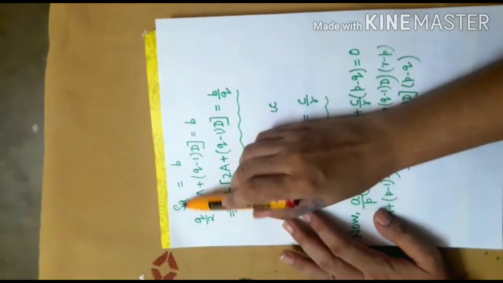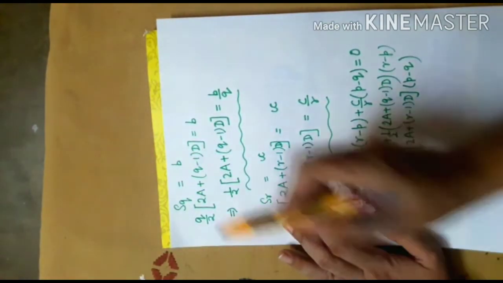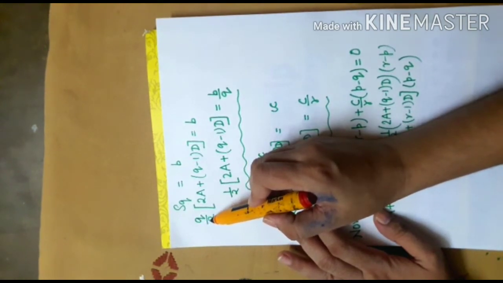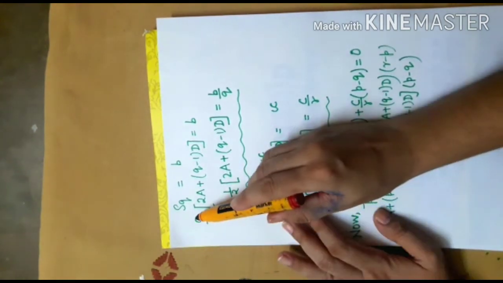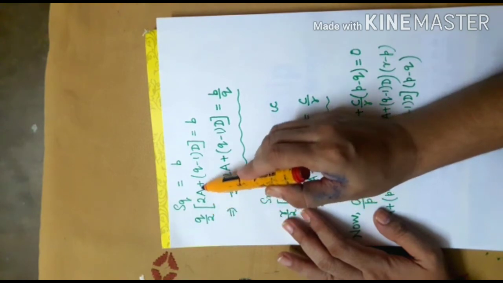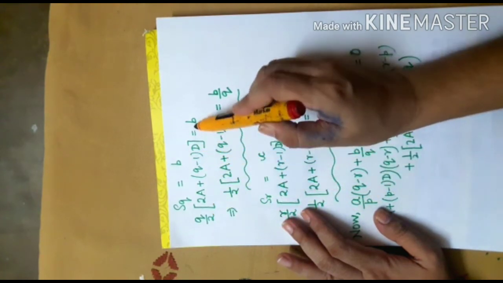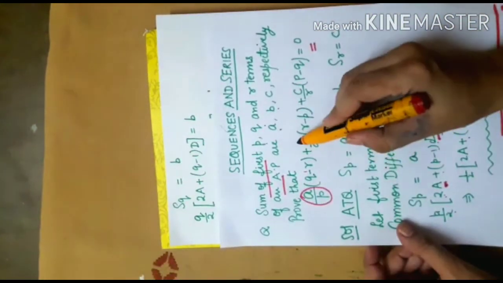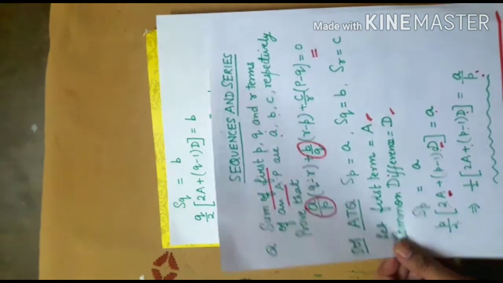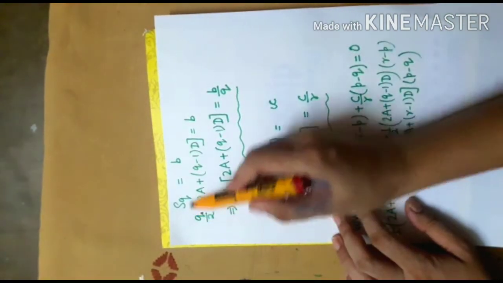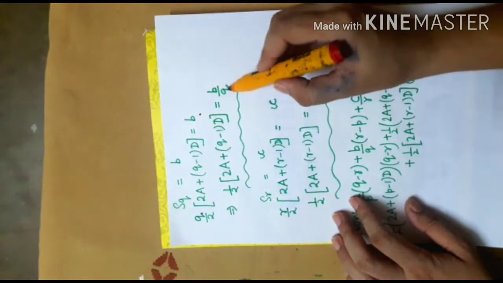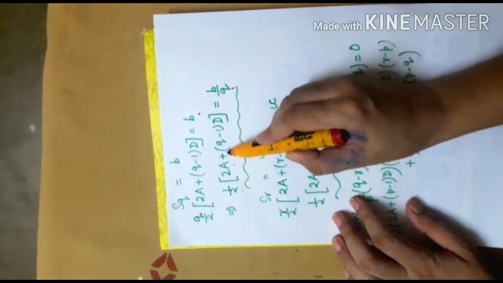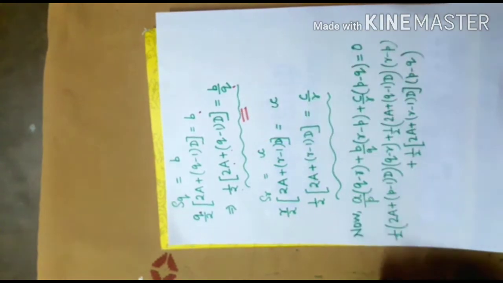Similarly, SQ is equal to B. Now SQ will be equal to Q by 2. Role of N will be played by Q. So I'll get Q by 2 into (2A plus (Q minus 1) into D) equals B. Now, here I want B by Q. So what I do? I transpose this Q to the right hand side. So value of B by Q will be 1 by 2 into (2A plus (Q minus 1) into D).